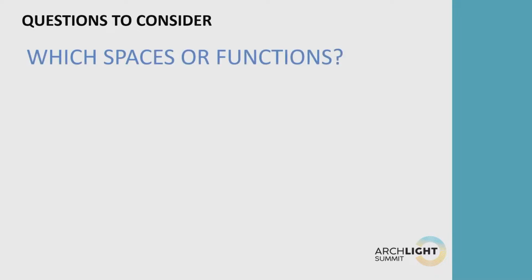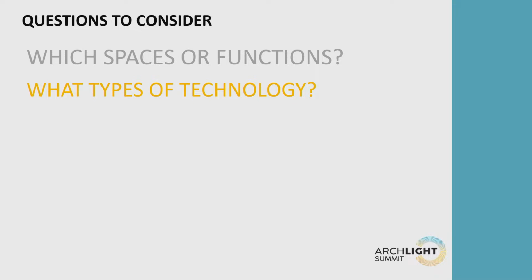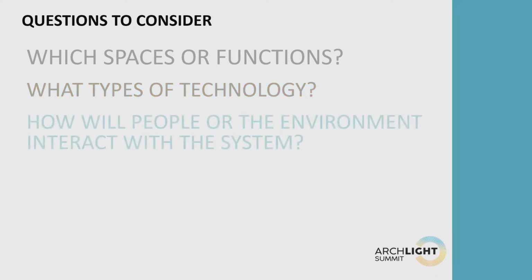Okay. So which spaces or functions? What types of technology? Okay, so now everything is LED, but are we using tunable white? Are we using color changing? I didn't bring any RGBW stuff here to do all whiz-bangy stuff because it's not really relevant, but it could be, right? Are we talking about some sort of asset tracking that needs to work with the lighting control system?